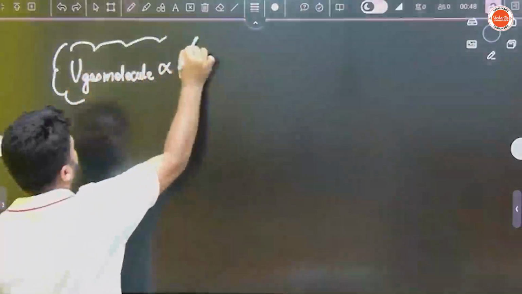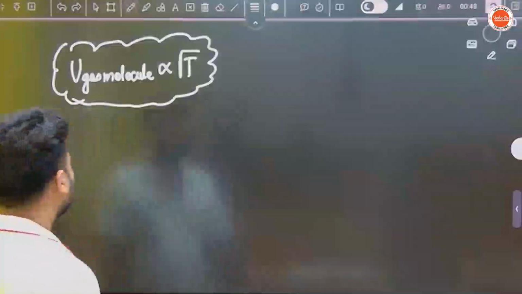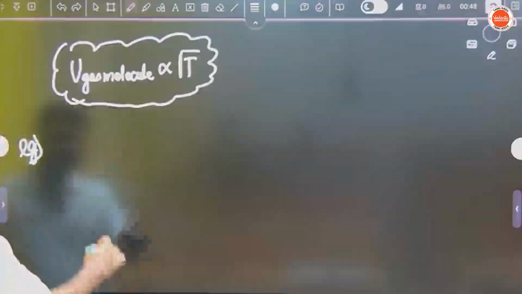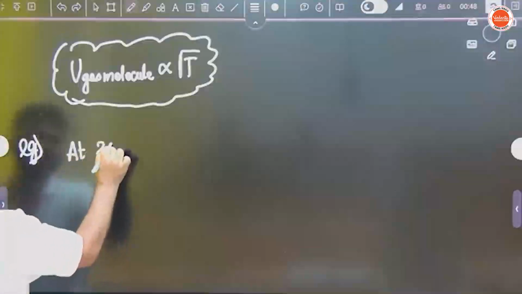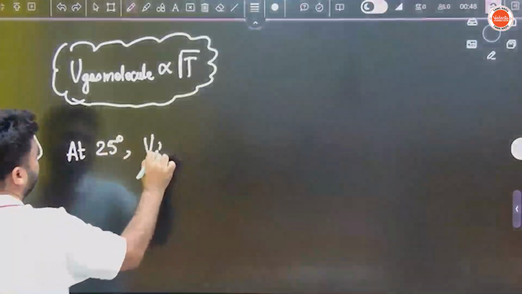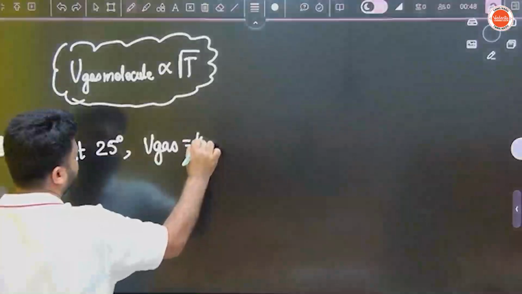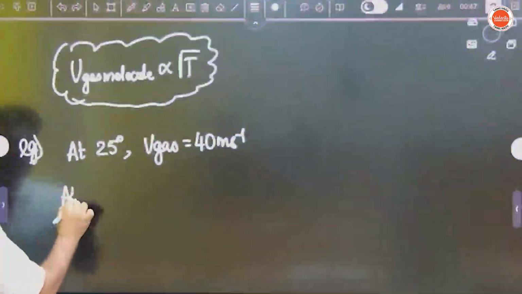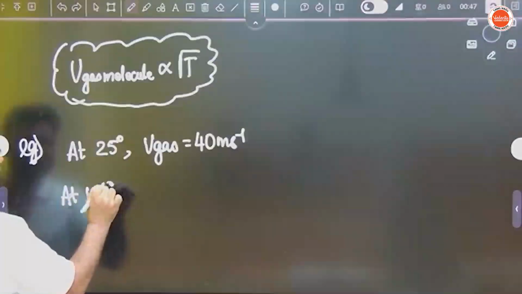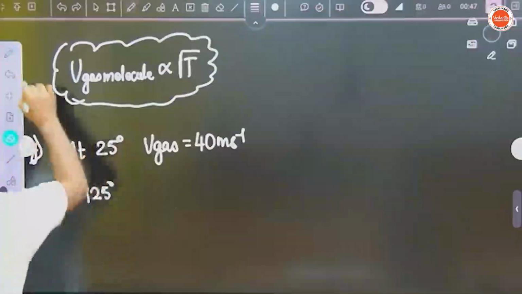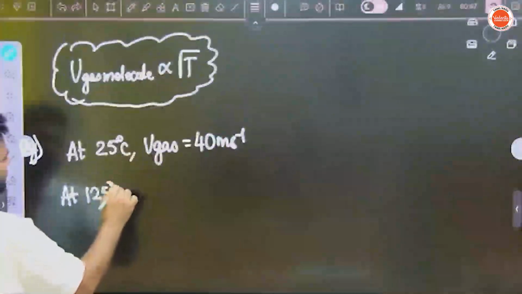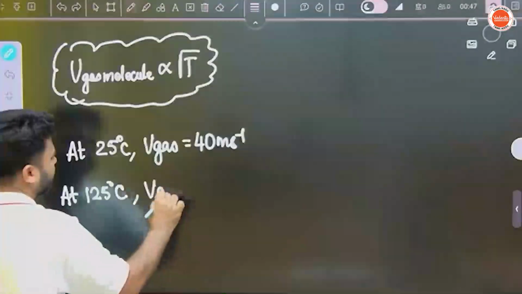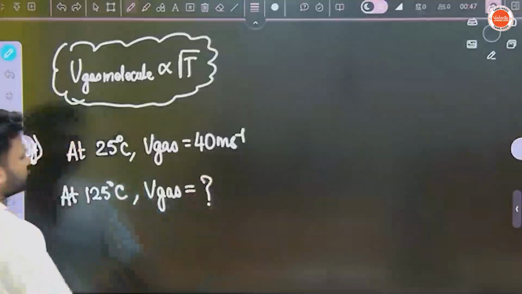So they ask questions from here. Like for example, they will give that at 25 degrees Celsius, the speed of the gas is 40 meter per second. So they are asking, at 125 degrees Celsius, what will be the velocity of the gas? So how to calculate?